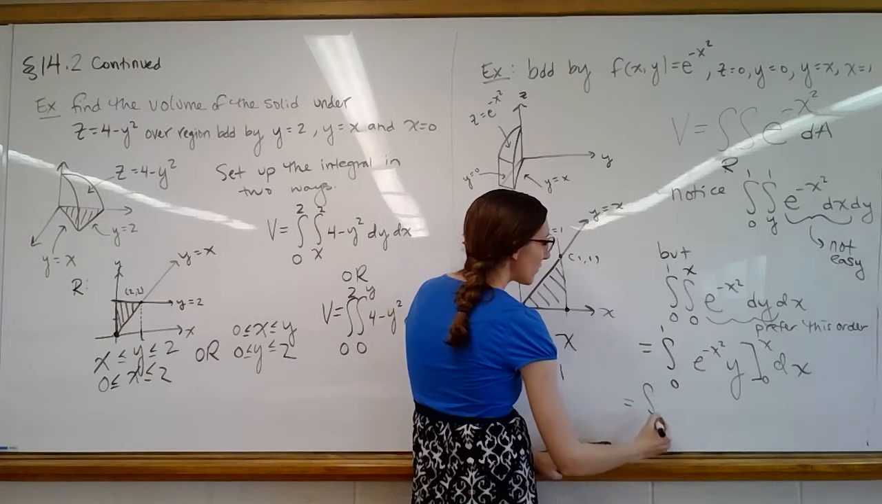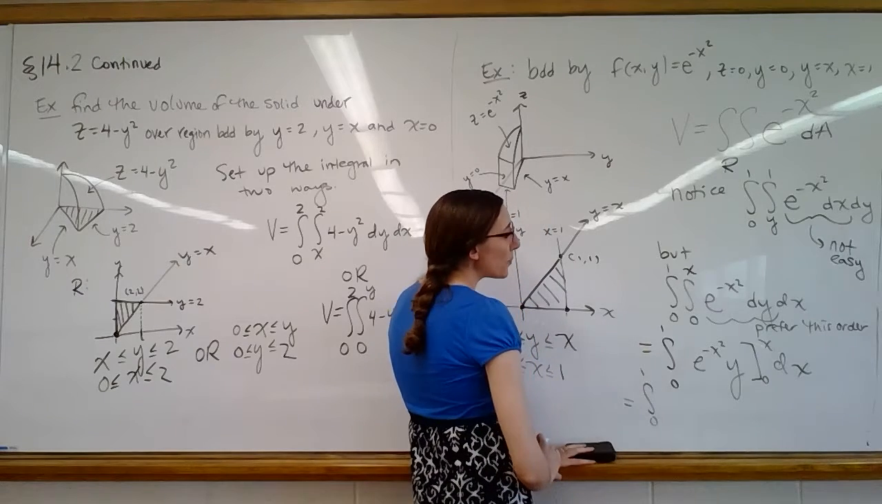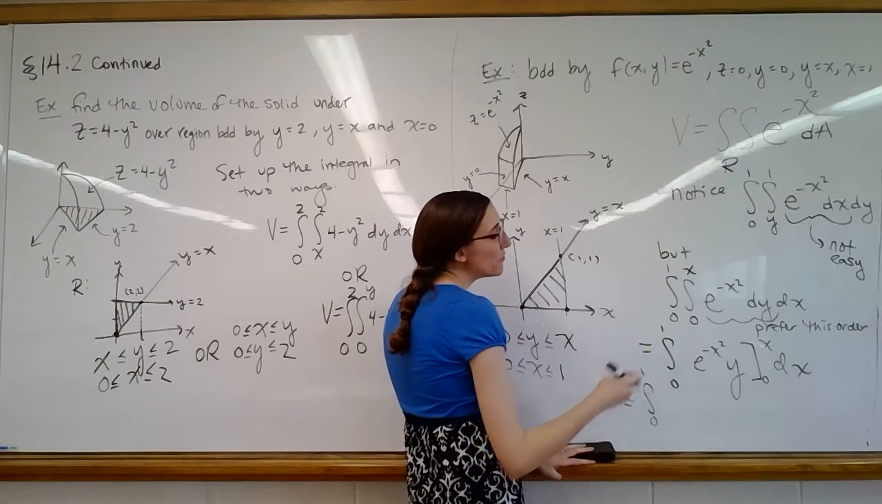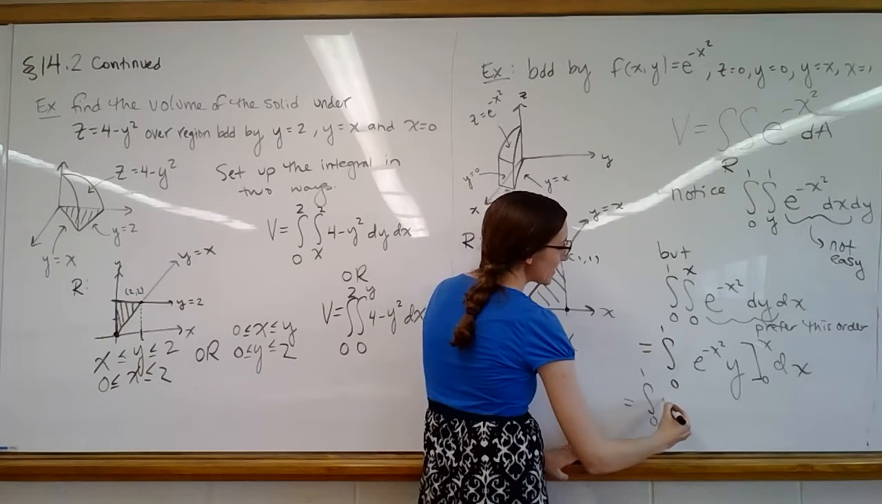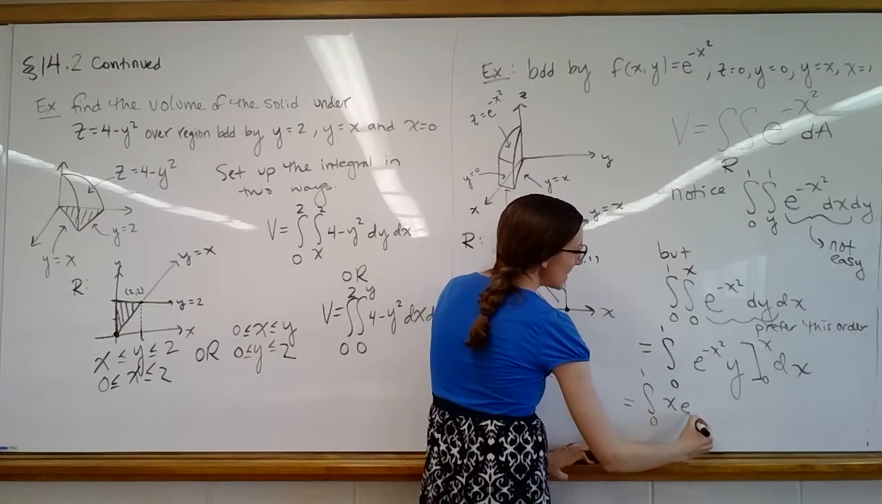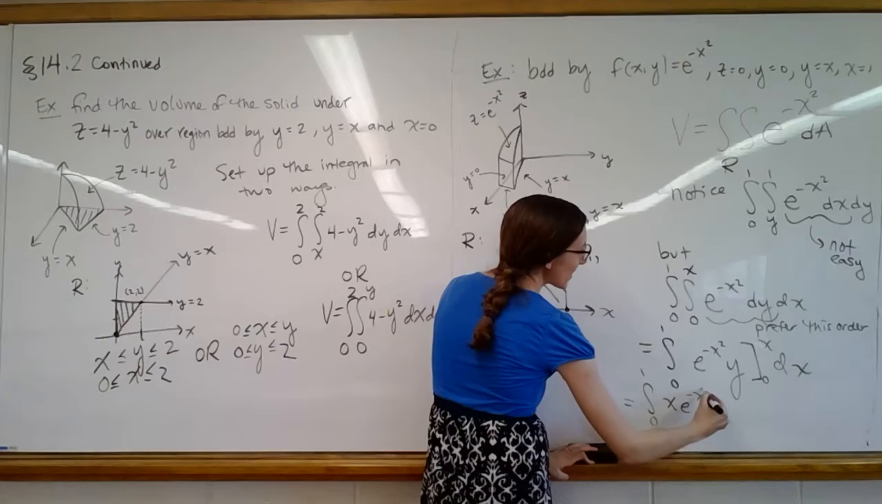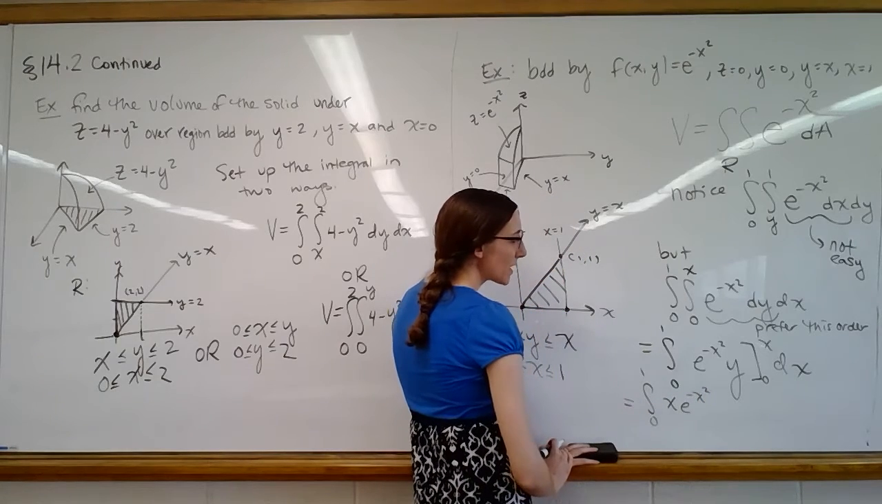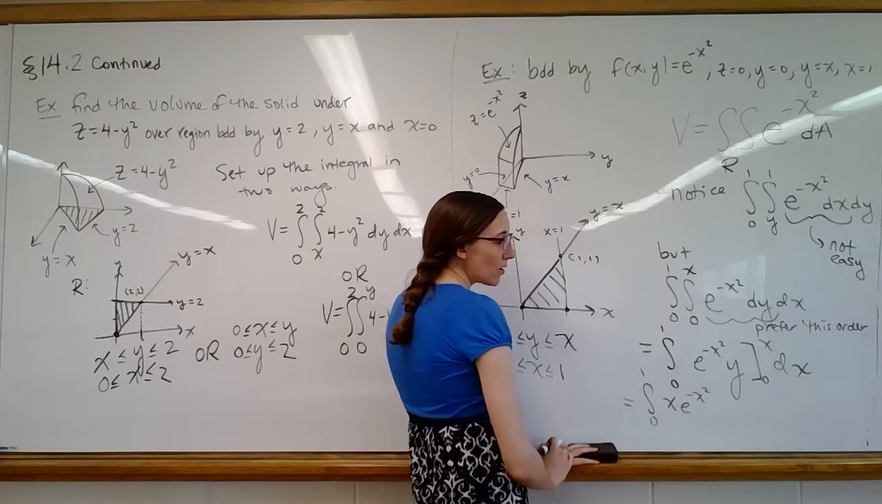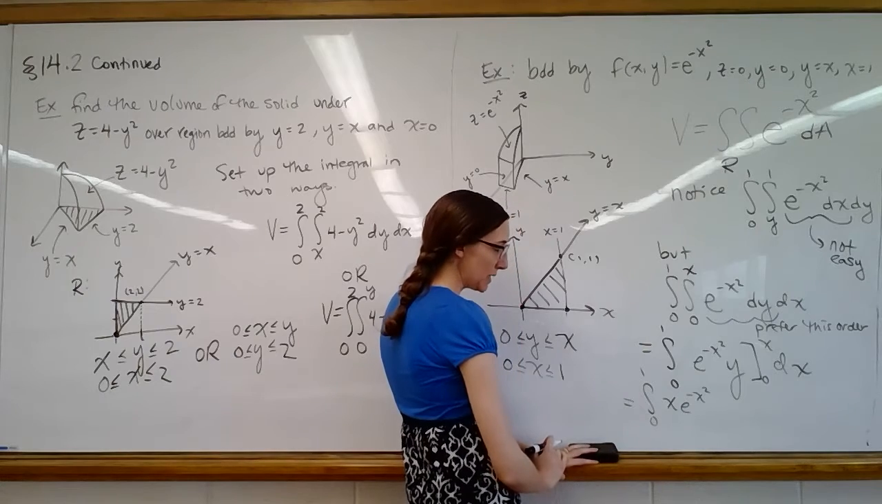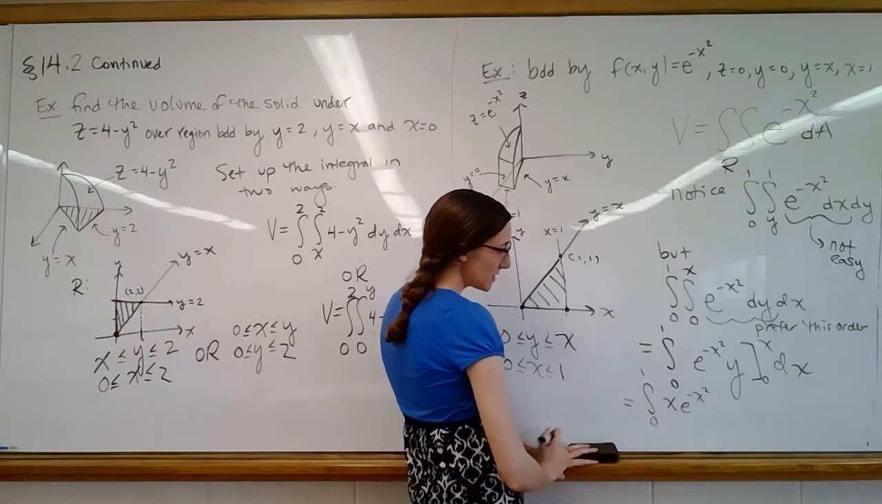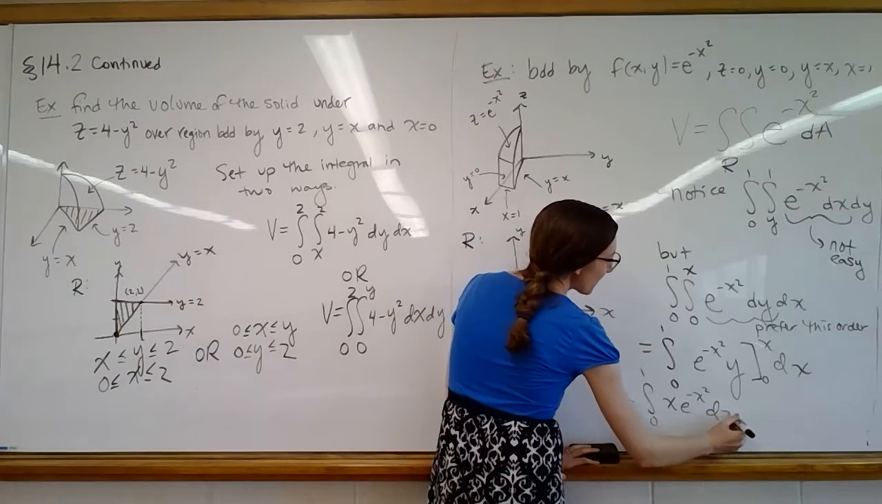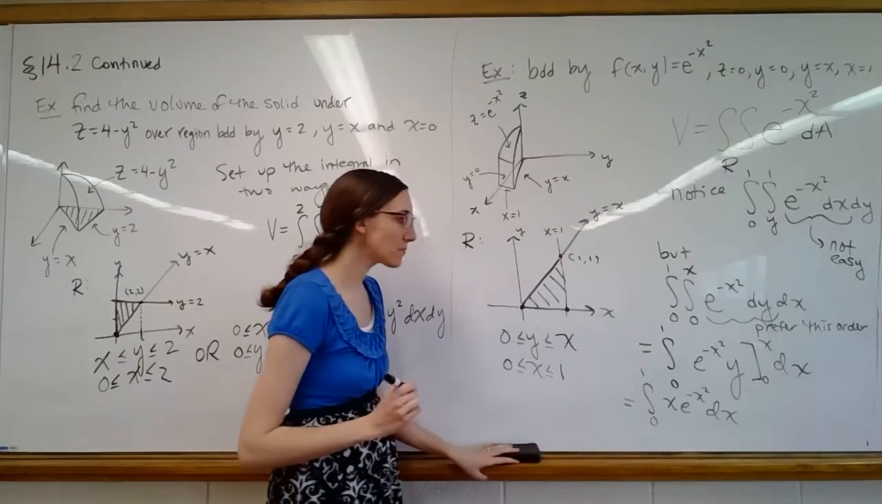So we'll have the integral from 0 to 1. I plug in x. I'm going to move it to the front just to write it as x. And then e to the negative x squared. Plugging in 0 to y just gives me 0, so we don't have another piece. And then we'll do this dx.